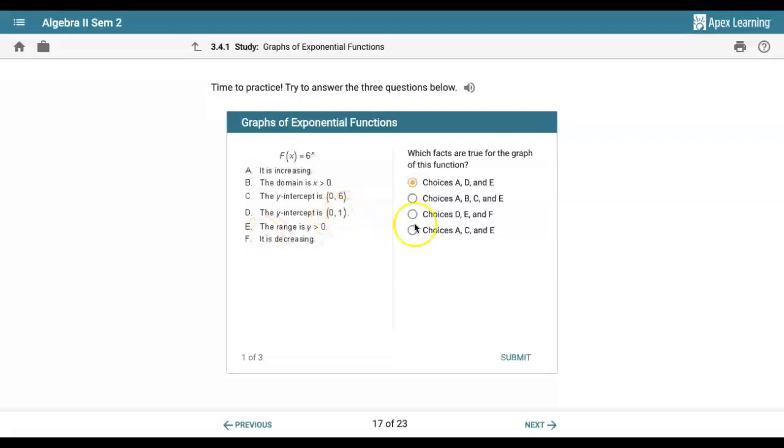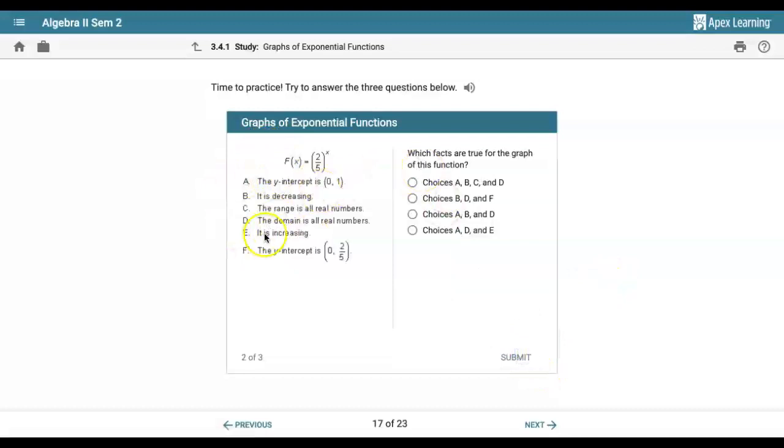All right, then just to verify, as always, it says E. So our range is y is greater than 0, and we did say that. Our y values have to be positive since there's no translation to this function. And then obviously F is not true because it says it is decreasing, which is the opposite of A, which we know was true.